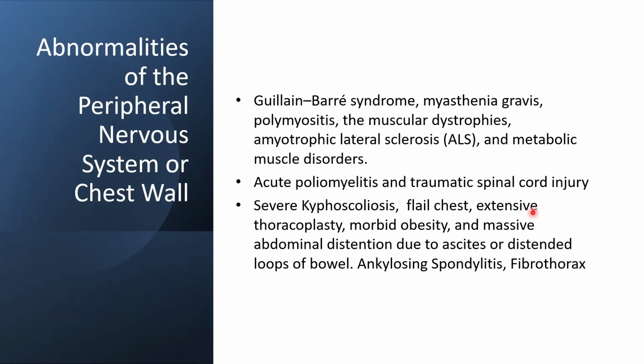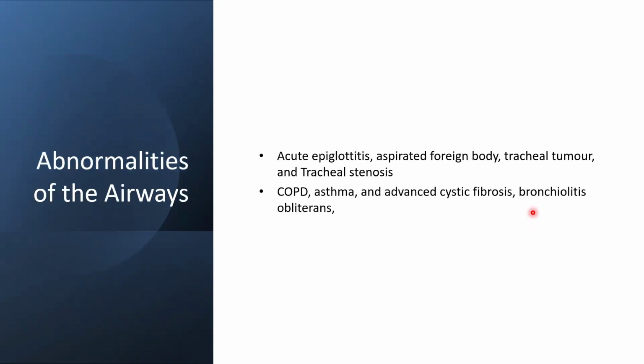Similarly, in case of chest wall abnormalities like kyphoscoliosis, flail chest, extensive thoracoplasty, or morbid obesity, and massive abdominal distension due to ascites, this exerts pressure on the lungs. The lungs cannot expand completely, and this is a restrictive type of defect leading to type 2 respiratory failure if it is chronic. Central airway or lower airway obstruction, upper or lower airway obstruction can also cause respiratory failure. It can be due to foreign body, inhalation, tracheal tumors, or even compression of the trachea from outside.